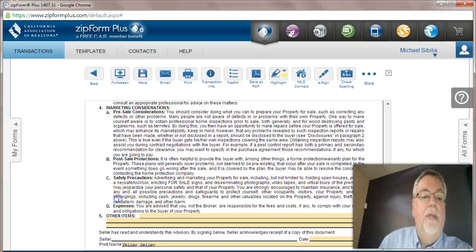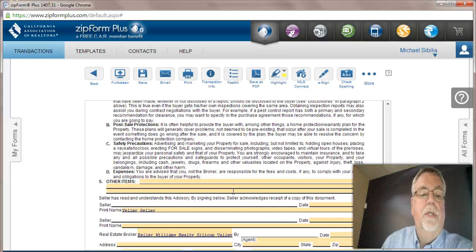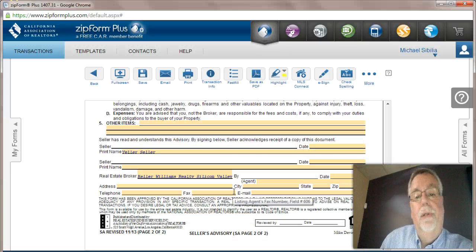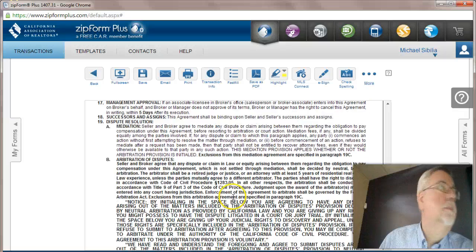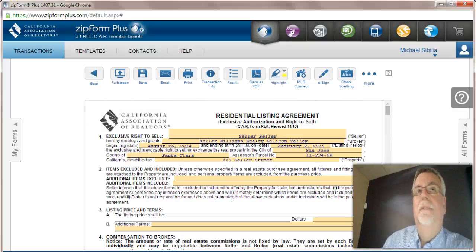And then safety precautions. Basically, it says that you should maintain insurance to protect yourself. And then that's the end of the form. Any questions about that?